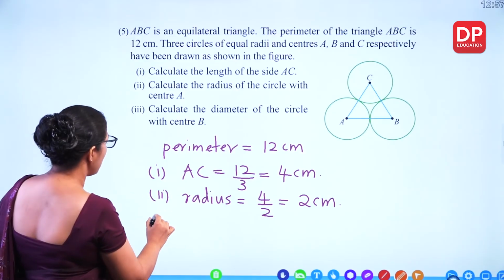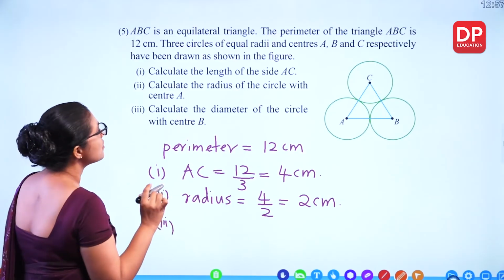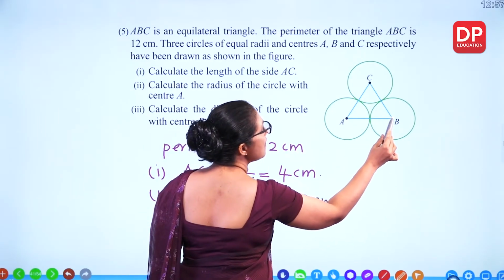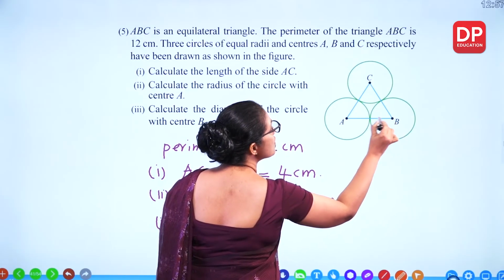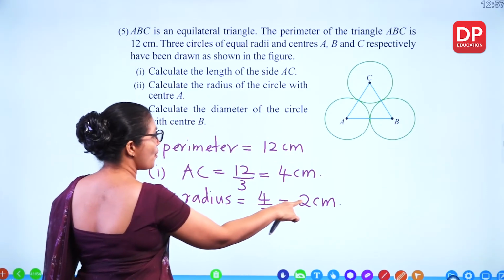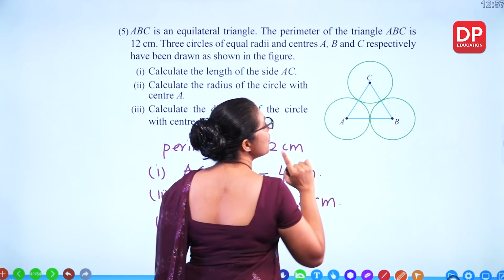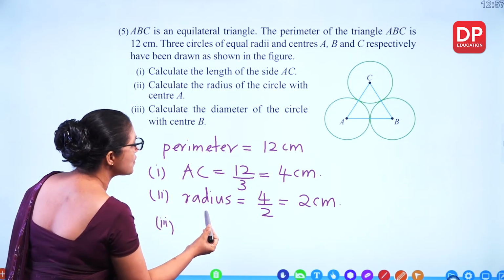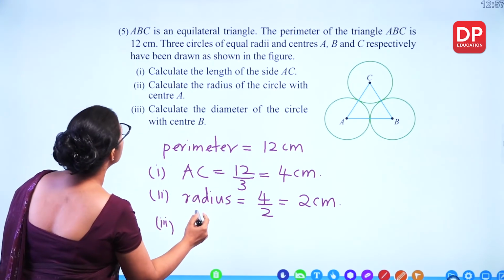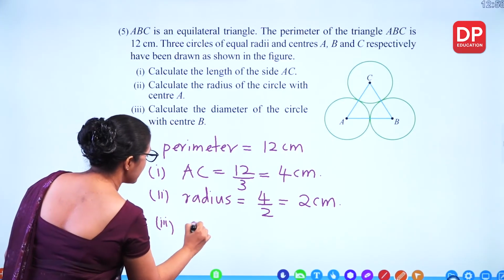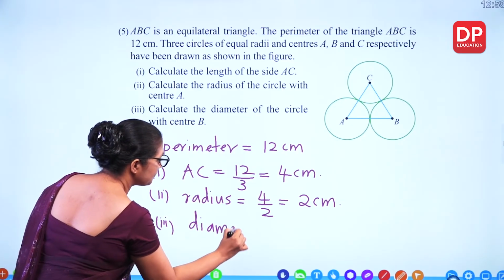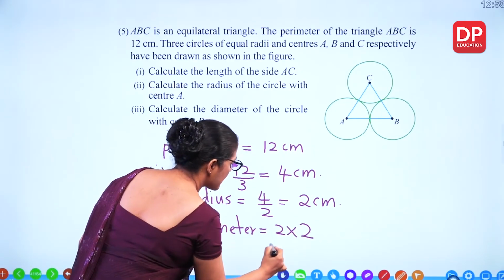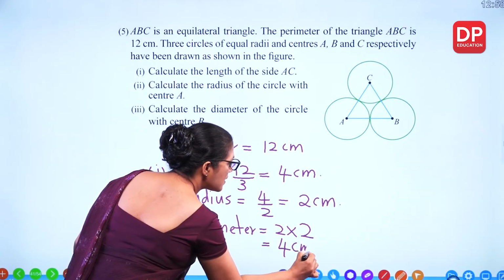Then calculate the diameter of the circle with center B. Center B, the diameter. So radius is 2 centimeters and 2, the diameter becomes AB length. That's same as 4 centimeters. So diameter is twice the radius. So you get 4 centimeters.